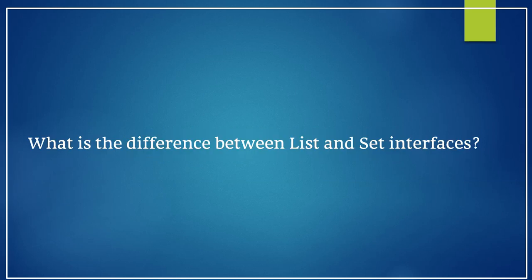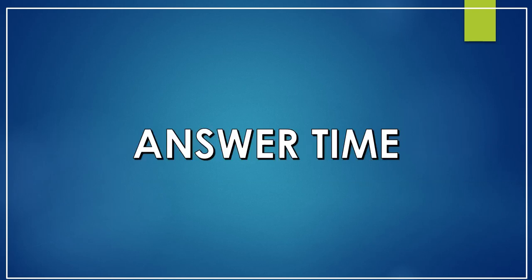What is the difference between list and set interfaces? List interface allows duplicate values. Set interface does not allow duplicate values in the set. List interface maintains the insertion order. Set interface does not maintain the insertion order. List interface allows multiple null values. Set interface allows only one null value in that set. These are the differences between list and set interfaces.